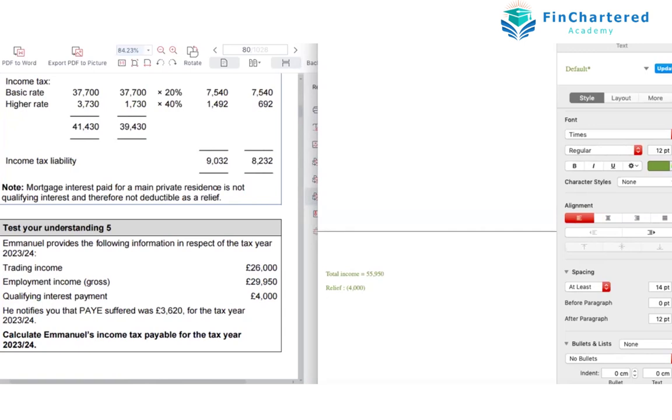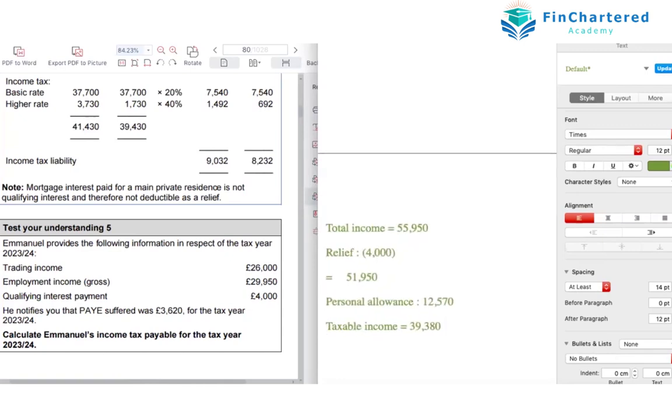Therefore, how much is the remaining? 51,950. Right? 51,950. On this, poor Emmanuel will have what? A personal allowance. Now, again, there is no need for an adjustment in personal allowance because his income is less than 100,000. Therefore, his personal allowance remains at 12,570, and therefore his taxable income becomes how much? Just check with the calculations properly. 39,380. So his taxable income has become 39,380.